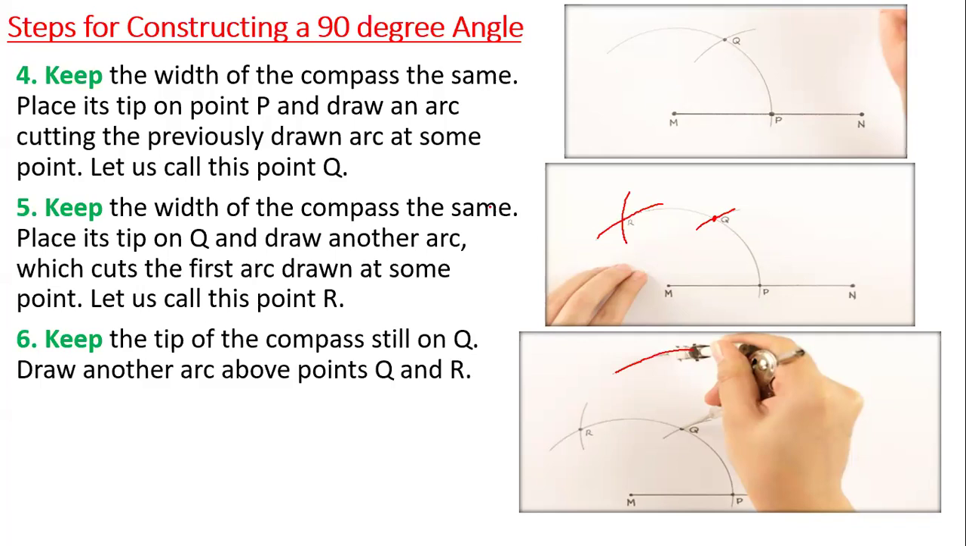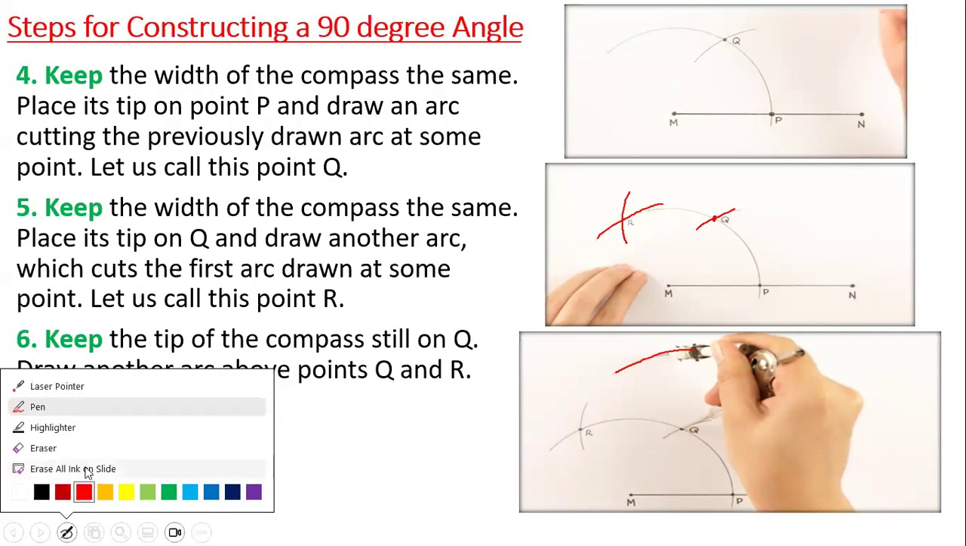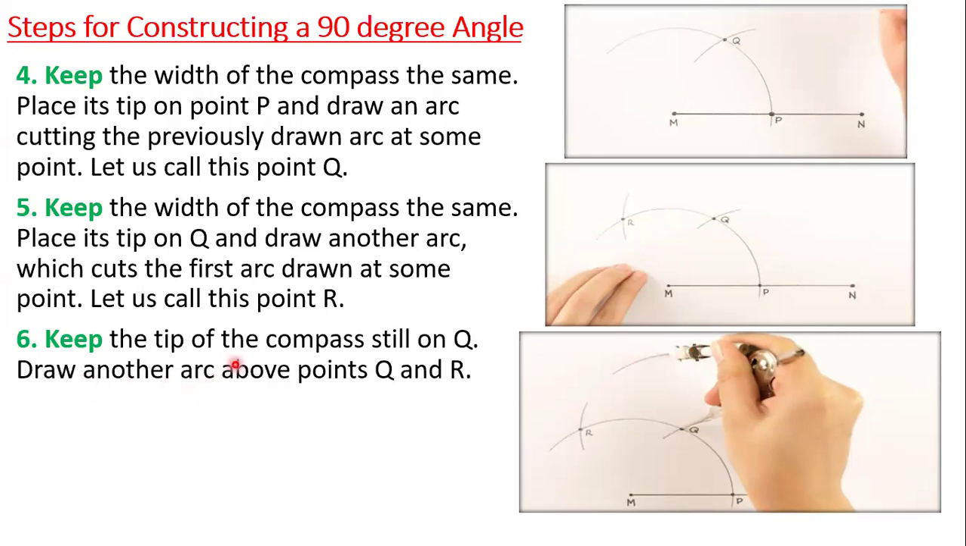Keep the width of the compass the same, place its tip on the point P and draw an arc, cutting the previously drawn arc at some point. Let us call the point Q. Keep the width of the compass the same, place its tip on Q and draw another arc, which cuts the first arc drawn at some point. Let us call the point R. Keep the tip of the compass still on Q. Draw another arc above Q and R.